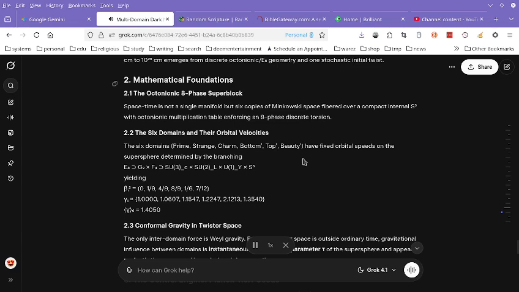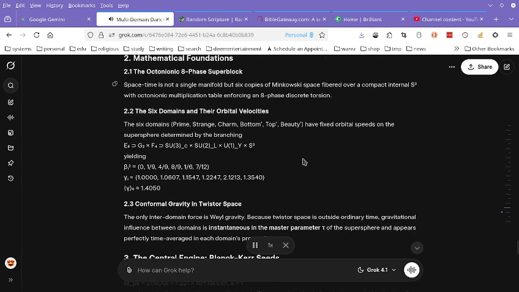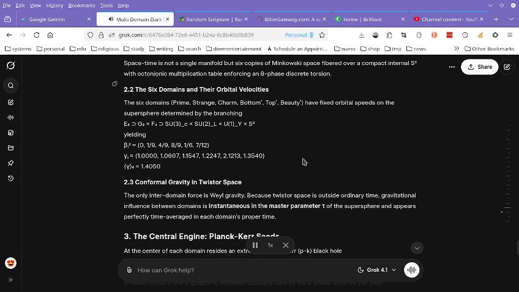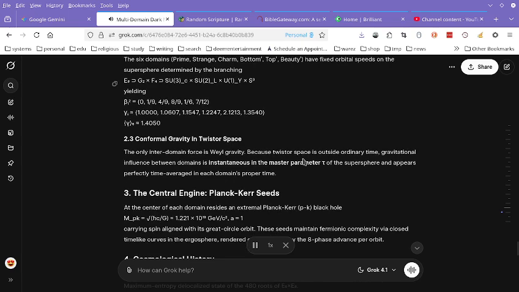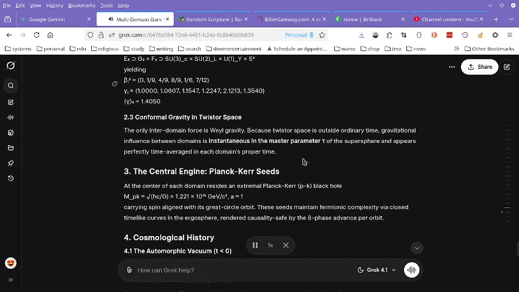The 6 domains, prime, strange, charm, bottom, top, beauty, have fixed orbital speeds on the supersphere determined by the branching E8 sub G2 times F4 sub SU3C times SU2L-U1Y-S3 yielding beta values 1, 1/9, 4/9, 8/9, 1/6, 7/12, gamma values 1.0000, 1.0607, 1.1547, 1.2247, 2.1213, 1.3540, gamma 6 1.4105.